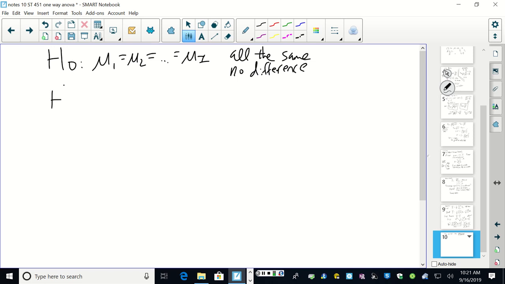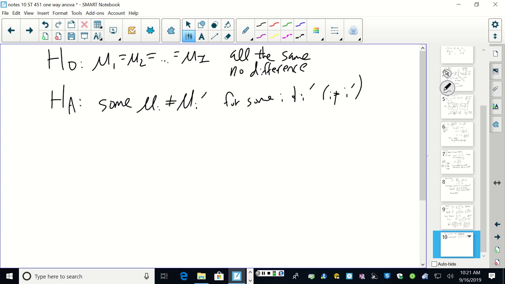So the alternative then becomes some mu sub i does not equal mu sub i prime for some i and i prime not equal to each other, right? So there's some difference out there. At least one of the means is different from another mean. They could all be different from each other. There could just be one that's standing out as different, but there's just some difference out there.